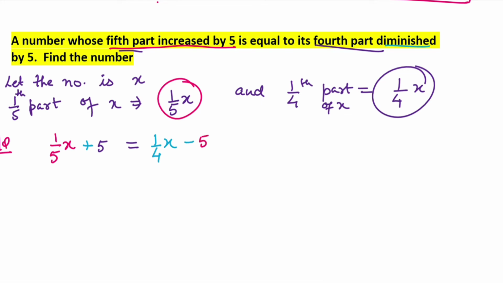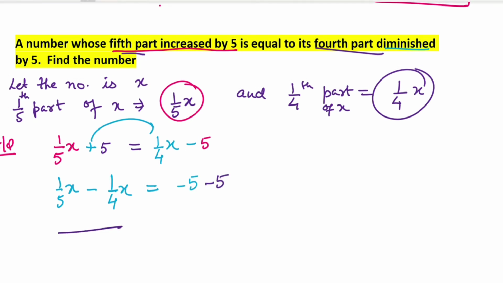So put the like terms together and solve for x. Again 1 upon 5 of x minus 1 upon 4 of x. This positive 5 will move towards the negative 5. So take the LCM. 4 and 5 LCM is what? 20. So 5 into 4.